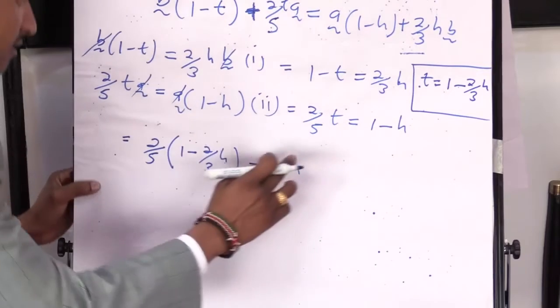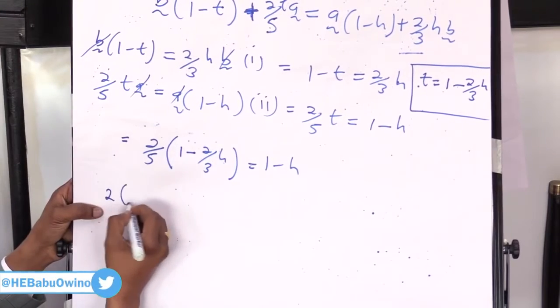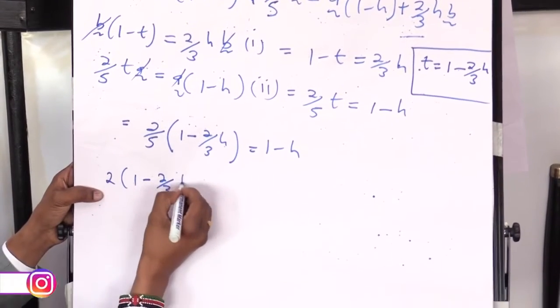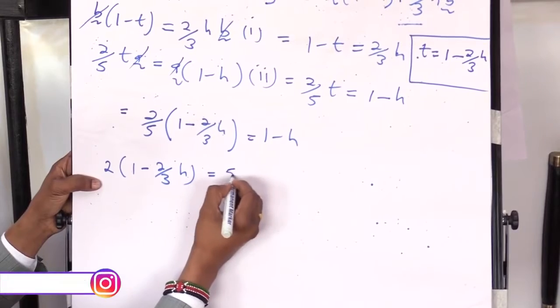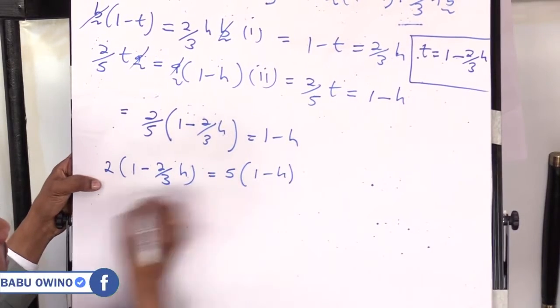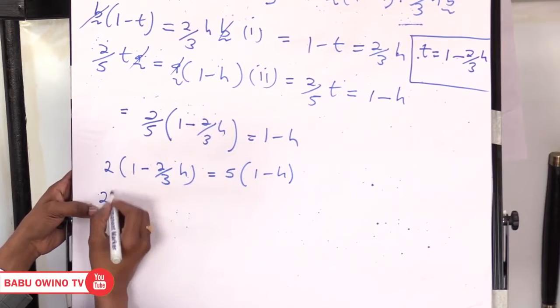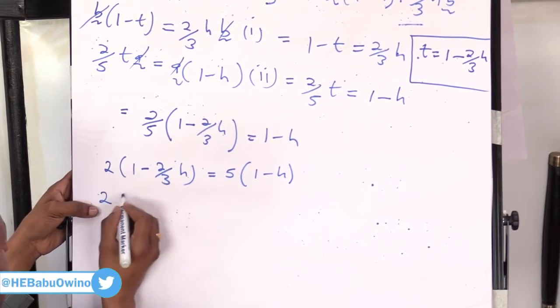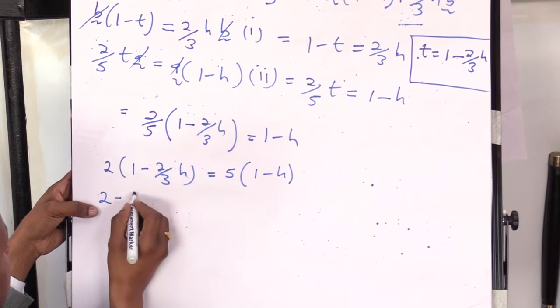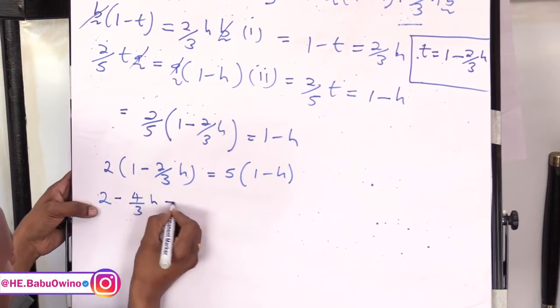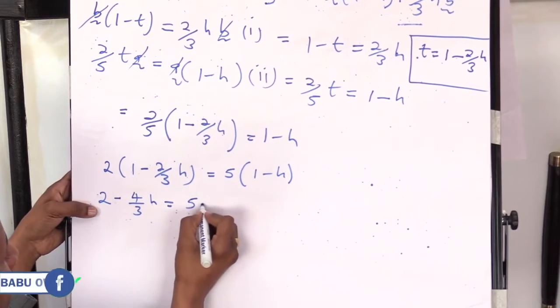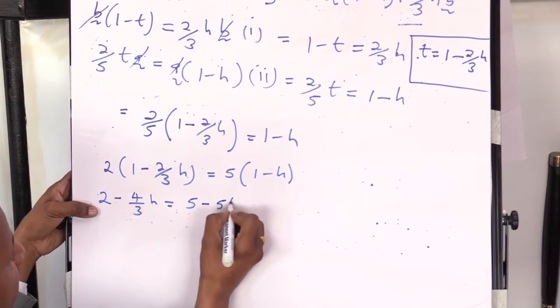So when you cross multiply this side by 5, you get 2 into 1 minus 2 over 3 of h equals to 5 into 1 minus h. So you open up the brackets. This becomes 2. 2 times 1 is 2. 2 times minus 2 over 3 is minus 4 over 3h equals to 5 times 1 is 5 minus 5h.